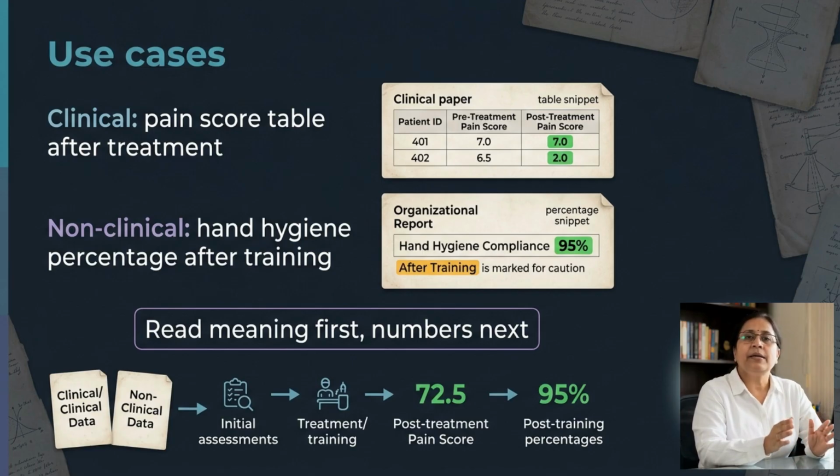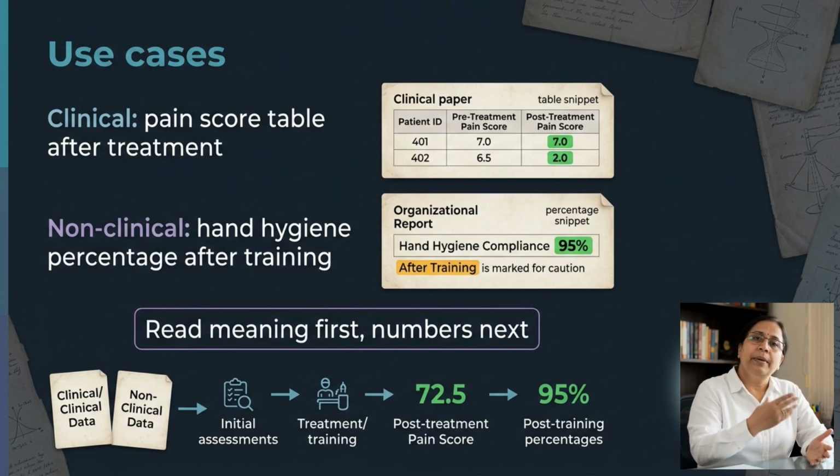Let us connect this to two simple examples. In a clinical paper, you may see a table showing pain scores after treatment. First, understand which groups are being compared. Then look at the mean or median, then the test, then the p-value, and if given, the confidence interval. In a non-clinical paper, you may see percentages for hand hygiene compliance after training. Again, first understand what is being measured, then what comparison is being made, and then what the numbers really mean.